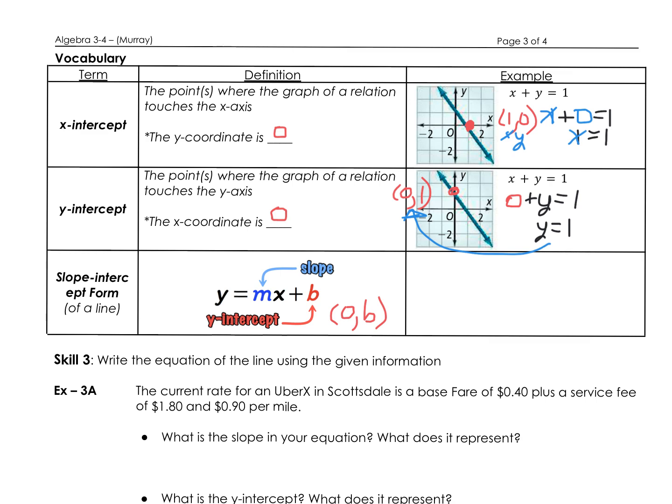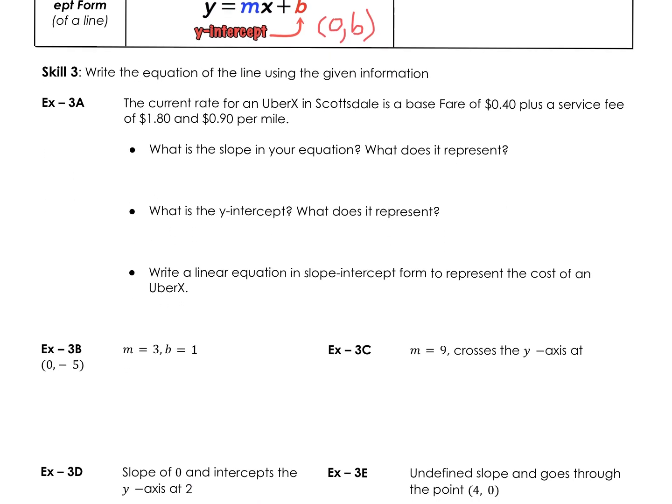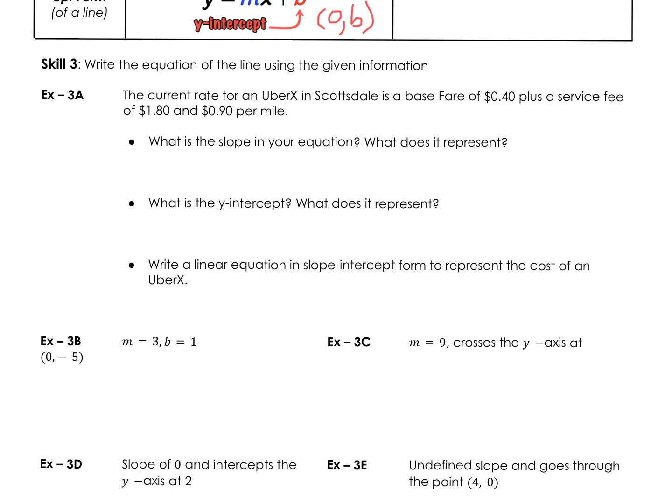All right, so let's look at our first problem down here. We're going to write the equation of the line using the given information. The current rate for an Uber X in Scottsdale is a base fare of 40 cents plus a service fee of $1.80 and 90 cents per mile. So a base fare is 40 cents.